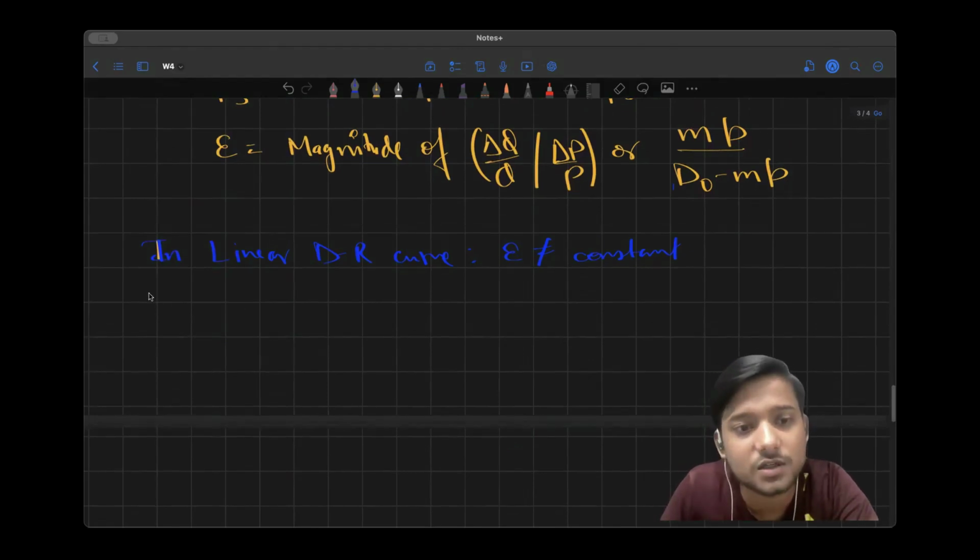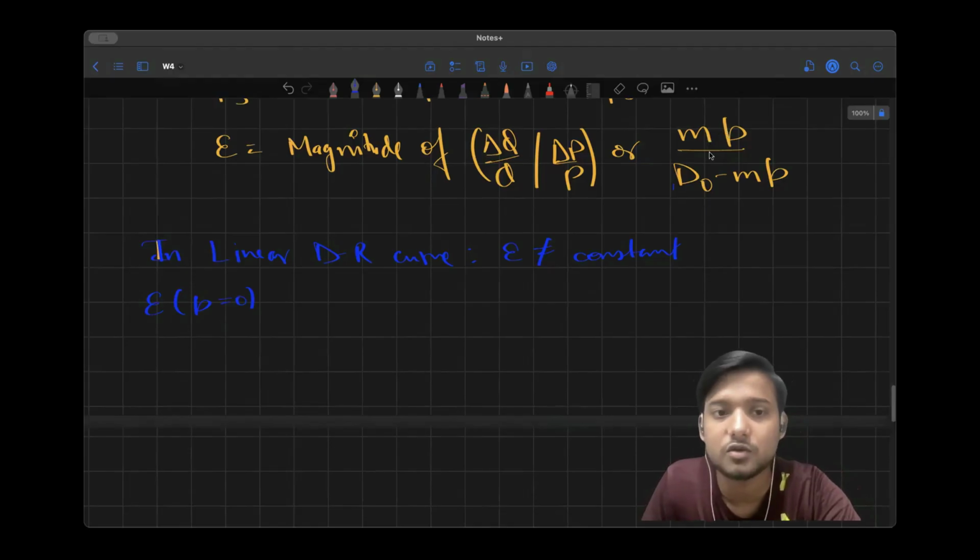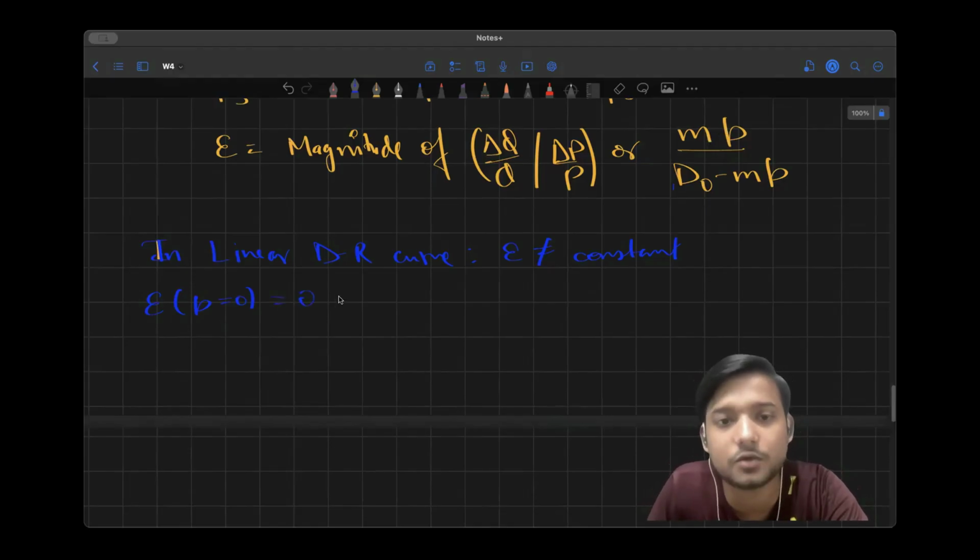Now let's see what my elasticity is going to be at price equals 0. If I put price equals 0, the denominator becomes D naught and the numerator becomes 0. So basically 0 by D naught, which is the same as 0. What if I put elasticity at price equals P satiating? What was my P satiating?